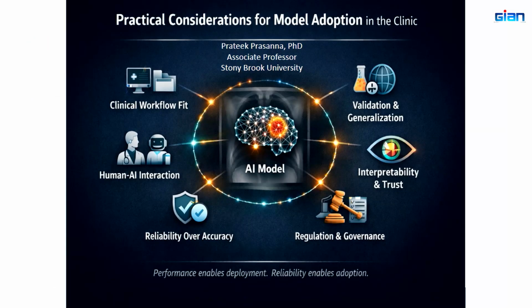So when I say the different considerations, we'll be looking at some of the practical aspects, right? So for example, what are the different factors that I have in this image? Clinical workflow fit, what do you need to do for validation and generalization, right? Interpretability and trust, some parts of which we covered yesterday. Regulation and governance. We'll touch on some of the regulation and governance part tomorrow, but these are different factors. Human-AI interactions, we touched on that, and then reliability over accuracy.